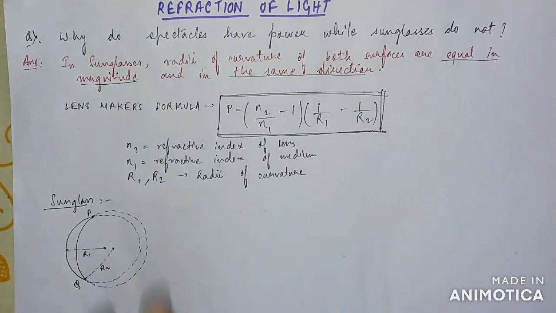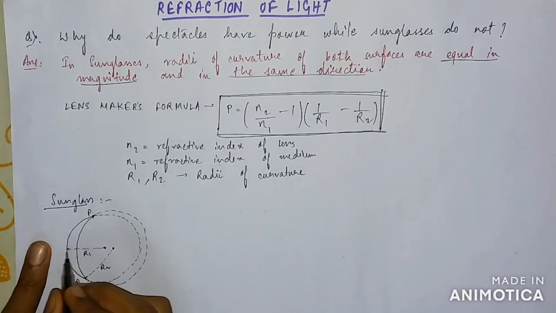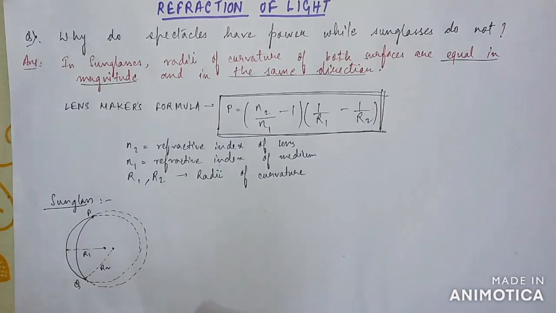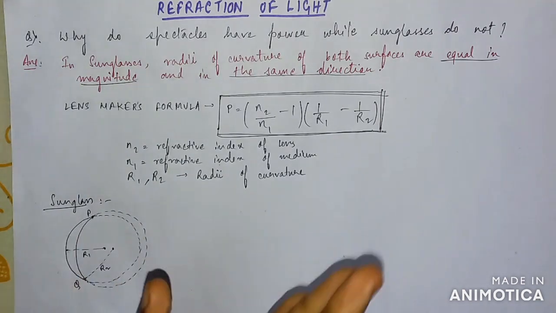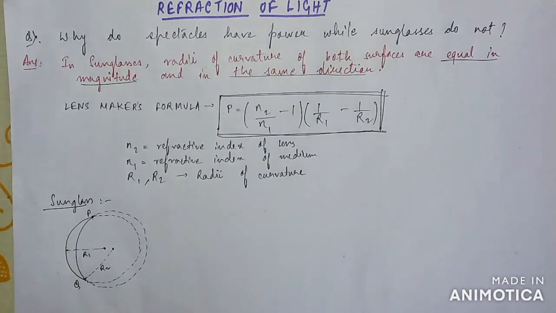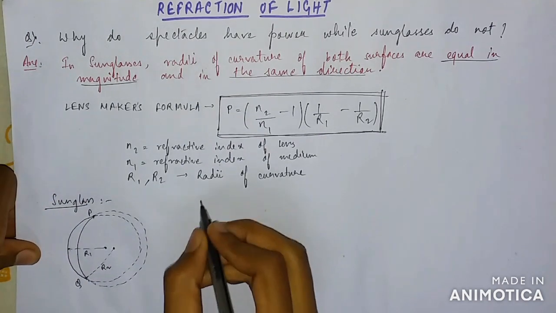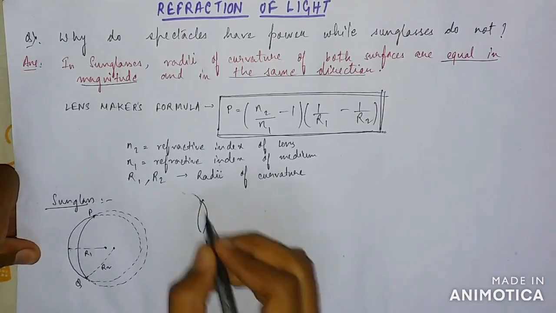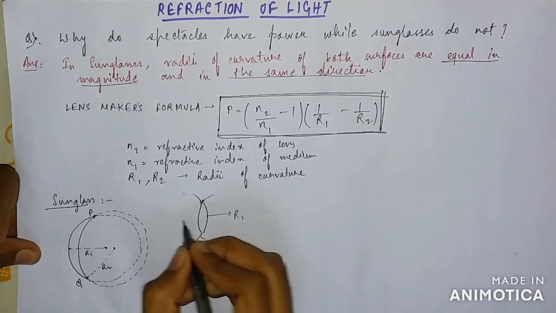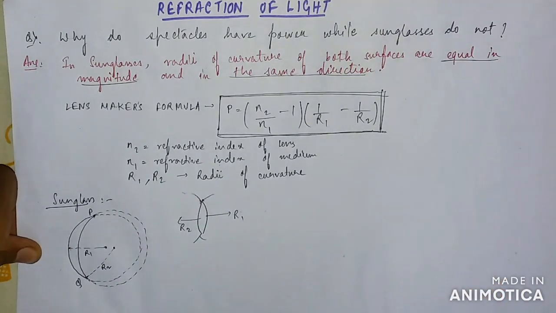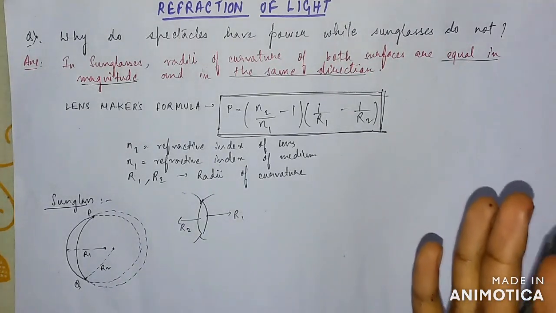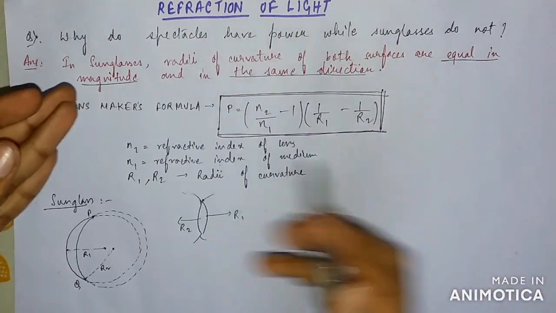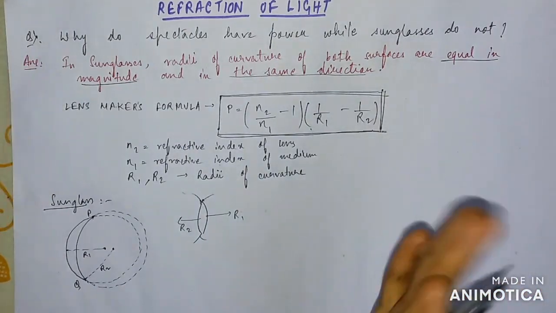Now what is done in sunglass, this r1 and r2 is equal. I think from the diagram it's visible that r1 and r2 is coming equal. Okay, and it's in the same direction. So what will happen, if it is in the same direction, then the sign that will be assigned to the value of r1 and r2 will be the same, right? If they had been in different directions, for example in this kind of lens, r1 on this side and r2 on this side, then what would happen? Then one would have been positive, one would have been negative. Then even if their magnitudes are equal, 1/r1 - 1/r2 won't give you 0.